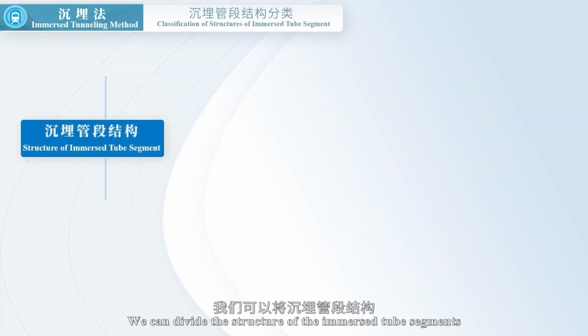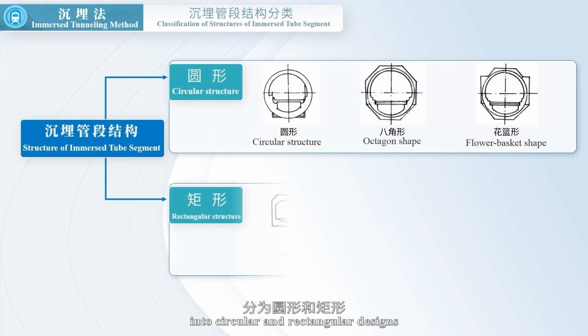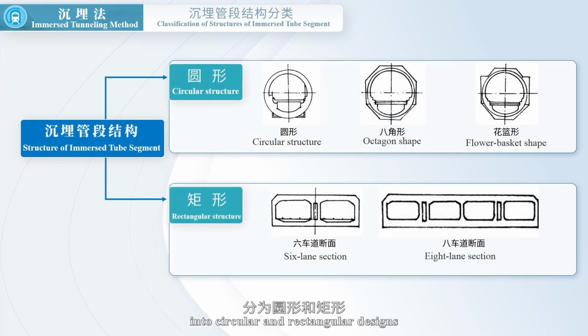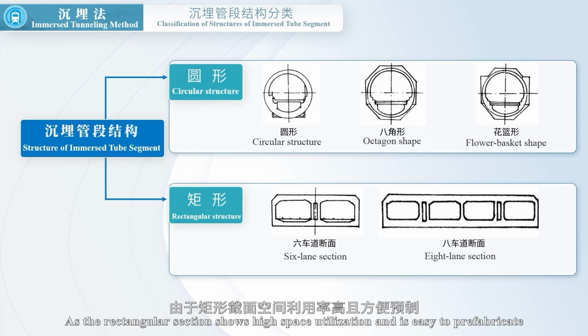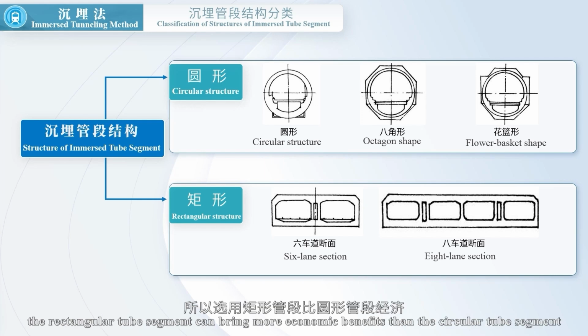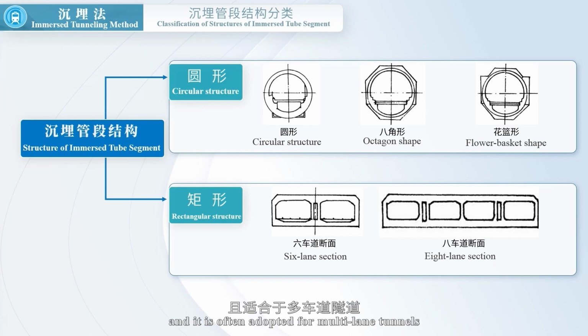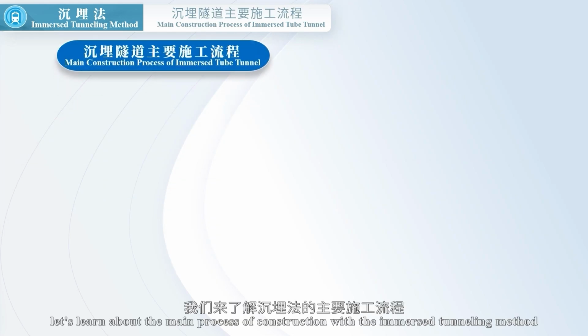We can divide the structure of the immersed tube segments into circular and rectangular designs, as the rectangular section shows high space utilization and is easy to prefabricate. The rectangular tube segment can bring more economic benefits than the circular tube segment, and it is often adopted for multi-lane tunnels. Next, let's learn about the main process of construction with the immersed tunneling method.